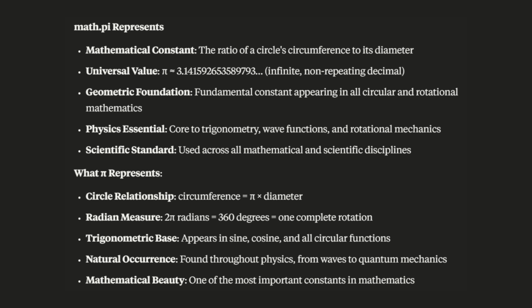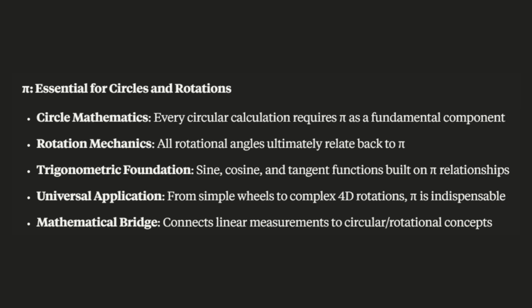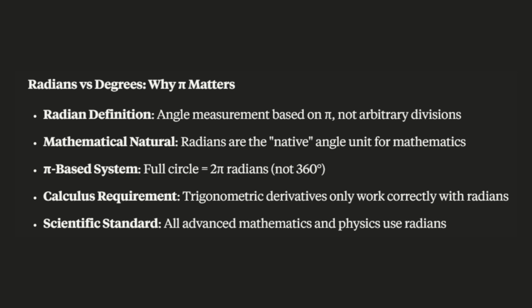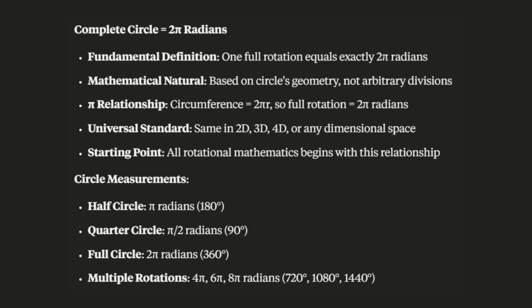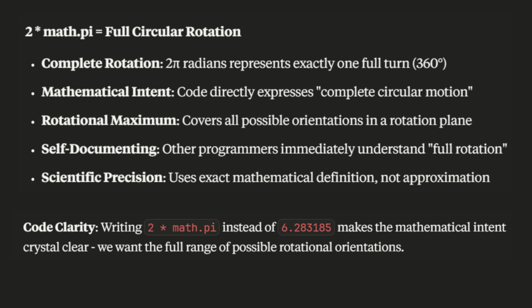Everybody's heard of or seen the symbol for pi. It's essential for any geometric calculations involving circles and rotations. Math.pi is so important because in mathematics, angles are measured in radians, not degrees. A complete circle is 2 pi radians, which equals 360 degrees. So when we write 2 times math.pi, we're specifying a full circular rotation.